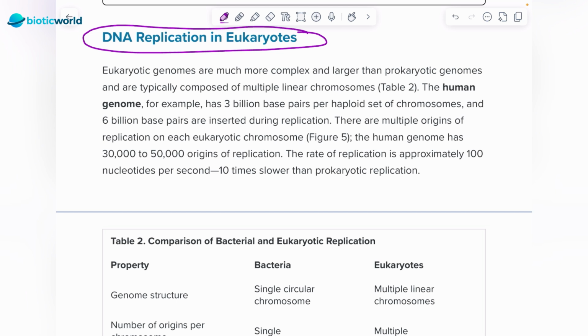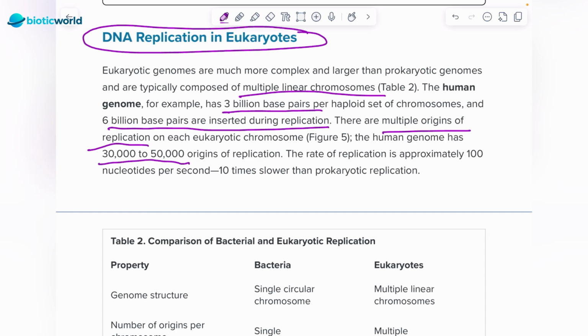and are typically composed of multiple linear chromosomes. The human genome, for example, has 3 billion base pairs per haploid set of chromosomes, and 6 billion base pairs are inserted during replication. There are multiple origins of replication on each eukaryotic chromosome. The human genome has 30,000 to 50,000 origins of replication.